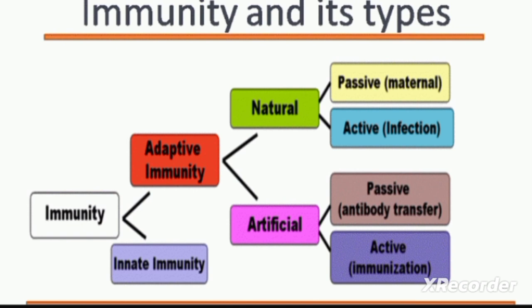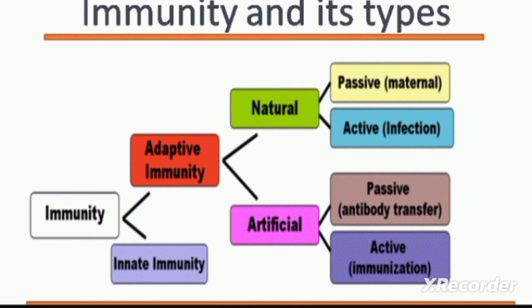In innate immunity, the immune system is activated immediately after exposure to an antigen. So innate immunity occurs naturally in our body. Immediately when an infectious agent enters, our immune system will be activated. That is known as innate immunity.